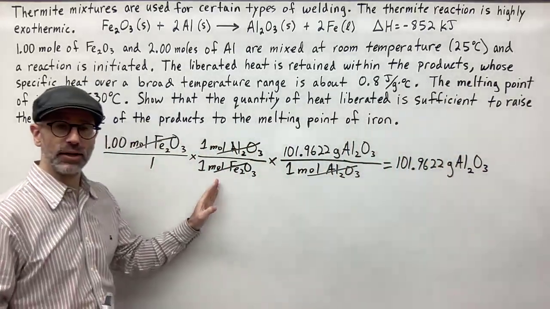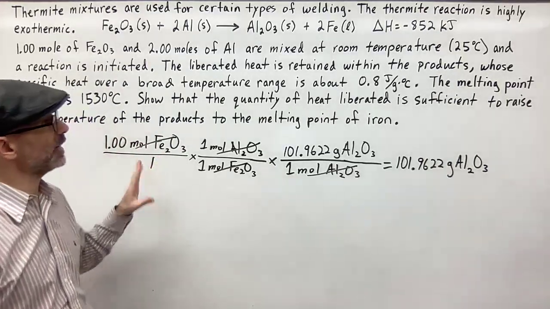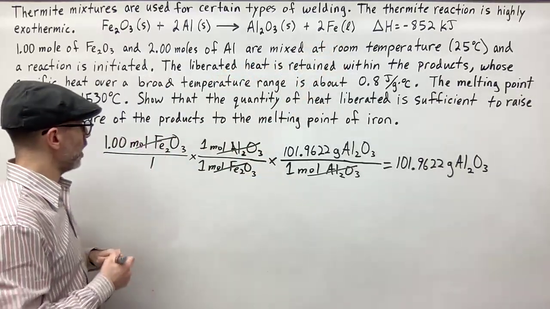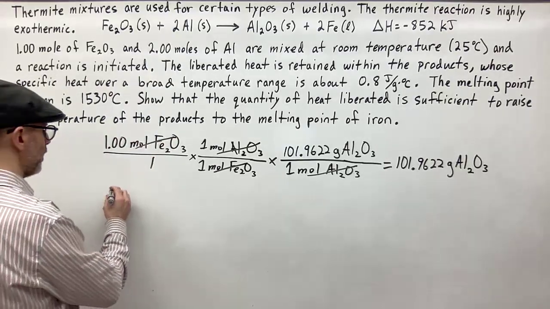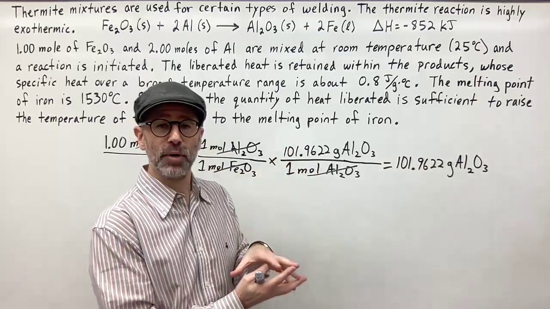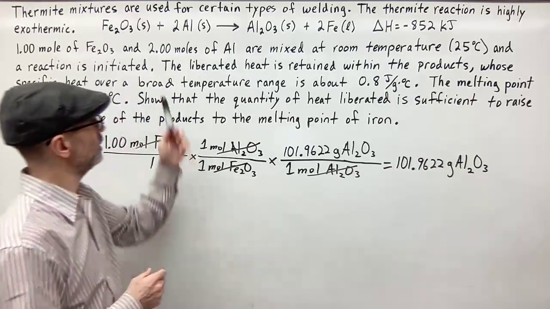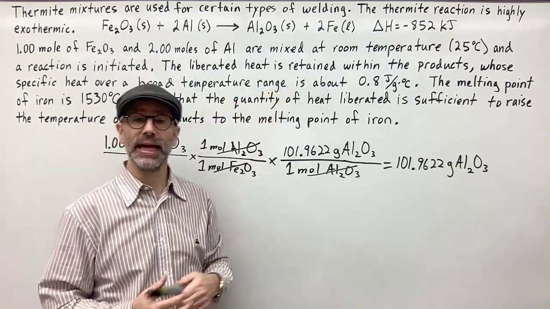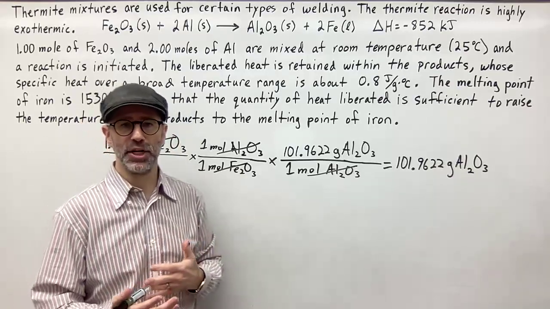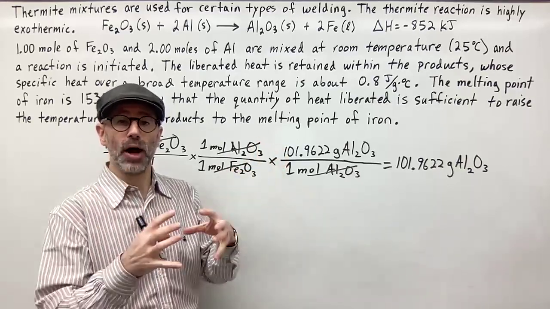We could do the same calculation starting with 1 mole of Fe2O3 and seeing what the mass of the iron is. Just by the way, the reason we're doing this is because we need the total mass of the products. Remember, we are told that the liberated heat is retained in the products, and we're going to have to use Q equals mCΔT here to find the final temperature. So we're going to need the mass of the total products formed.